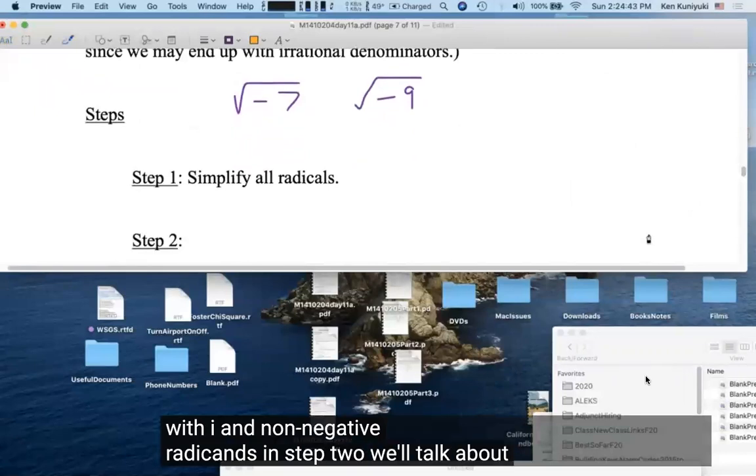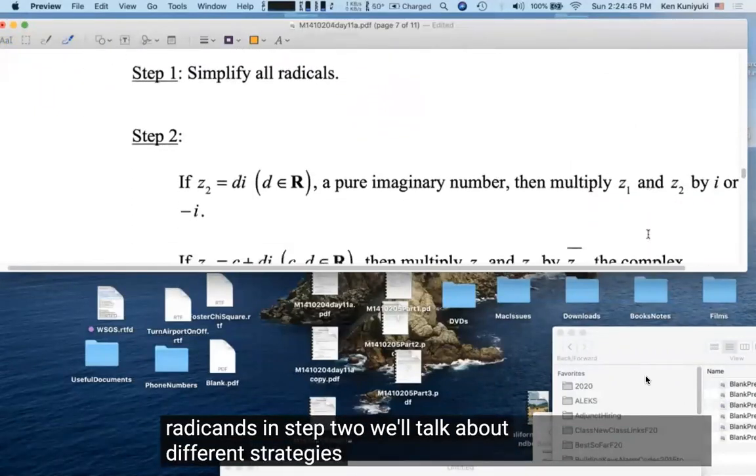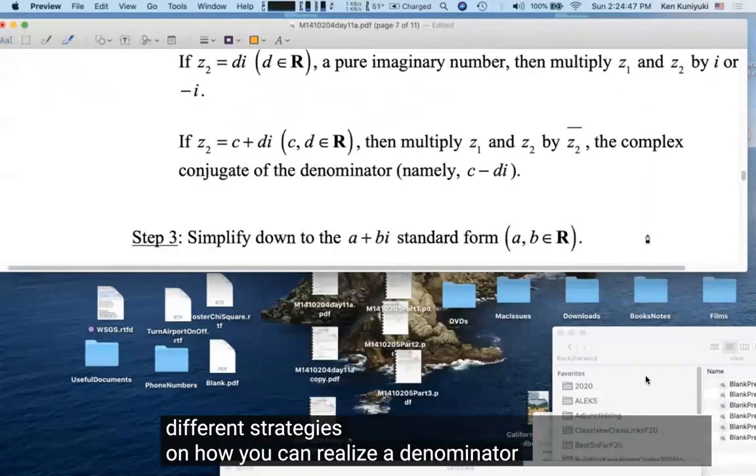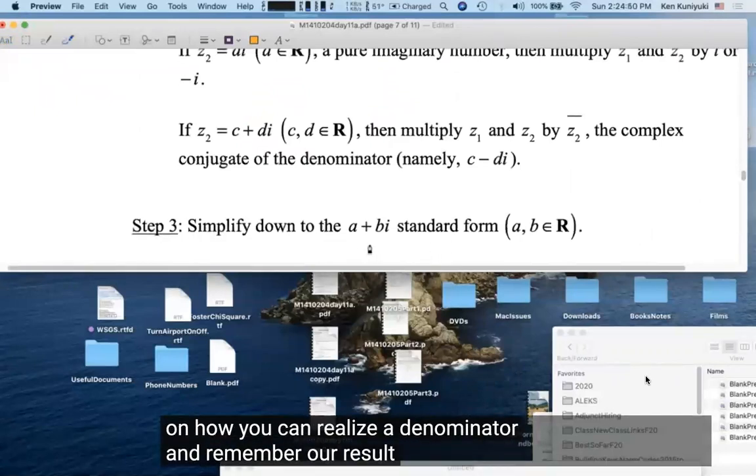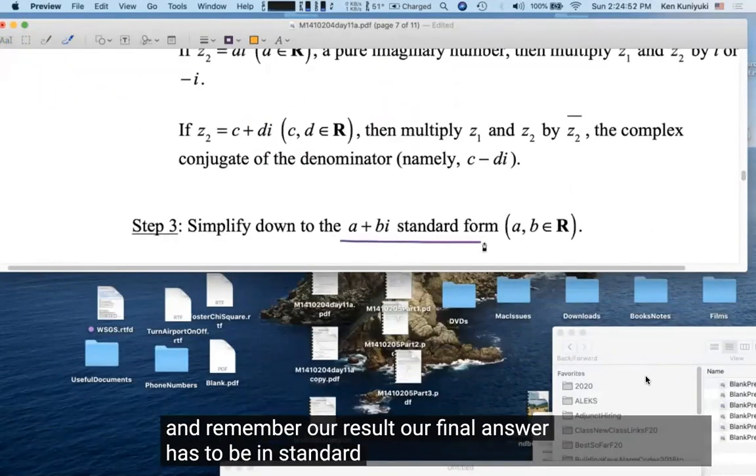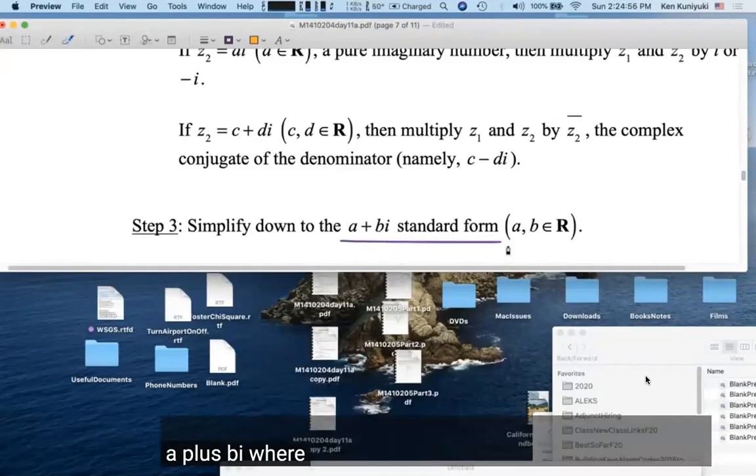In step 2, we'll talk about different strategies on how you can realize a denominator. And remember, our result, our final answer, has to be in standard form: a plus bi, where a and b are real.